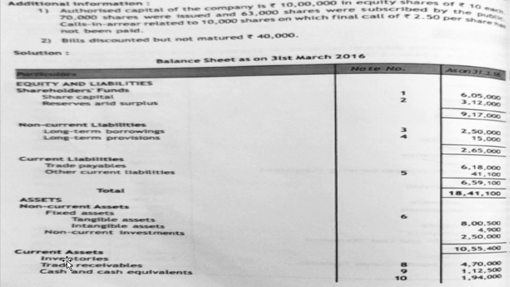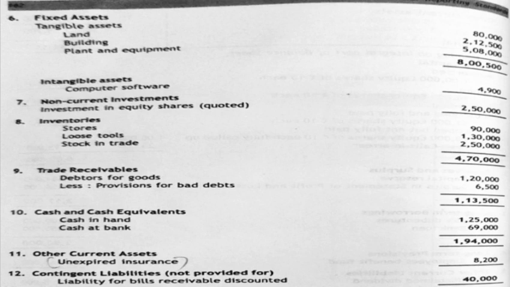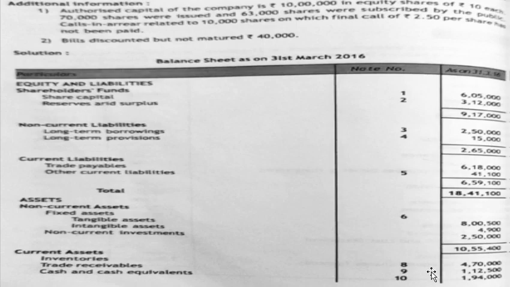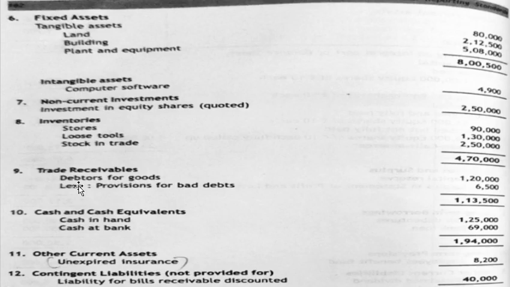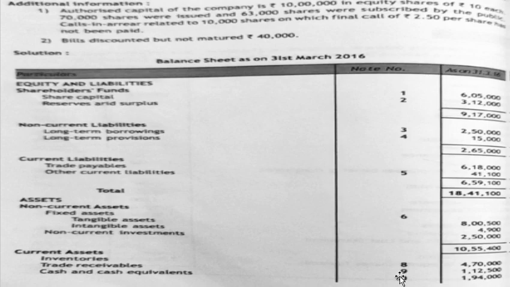Next we have our current assets. Under current assets, we have inventories, which is working note 8. Under inventories, we have stores, loose tools, and stock in trade, which comes to 4,70,000, which will be shown in the balance sheet. Working note 8, 4,70,000. Then we have trade receivables. Under trade receivables, debtors less the provision for bad debts will give you 1,13,500, which is shown here as trade receivables.